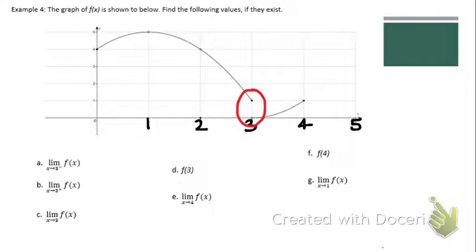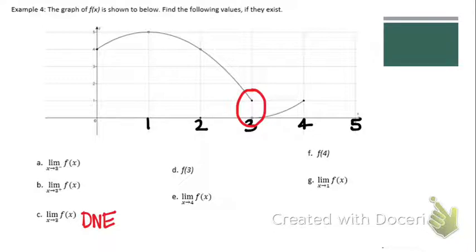So at 3, it's a jump. And remember, a jump does not have a limit. So the answer for C is D and E. But A and B, they have limits. There is a limit coming from the left and a limit coming from the right.